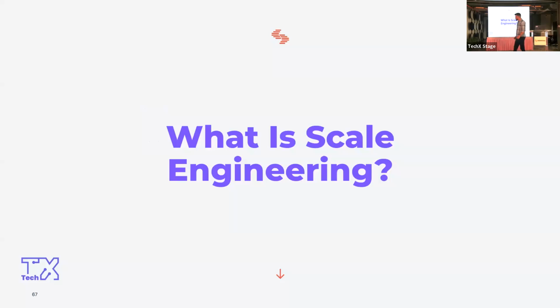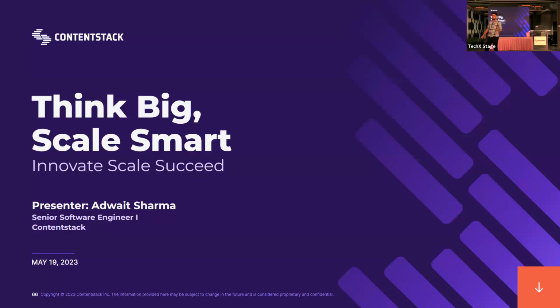Okay. So starting off, hey Contentstack, this is Advait, and today I need just your 20 or 25 minutes to discuss this topic: think big and scale smart. So basically what we are trying to achieve here is to innovate, to scale, and thereby to succeed.